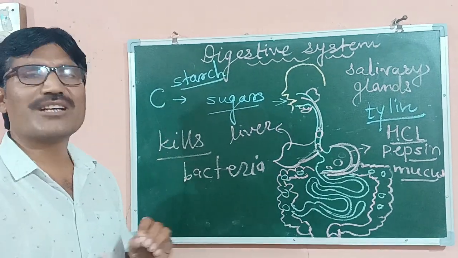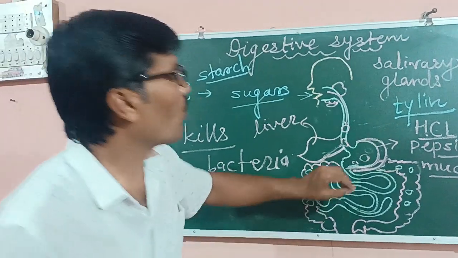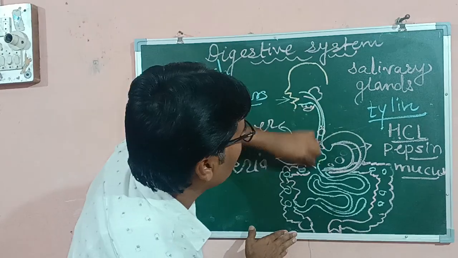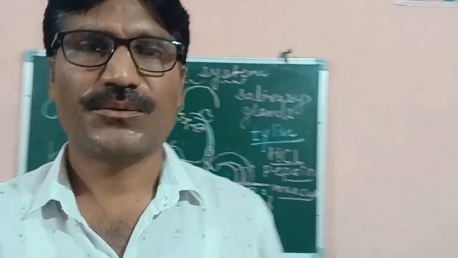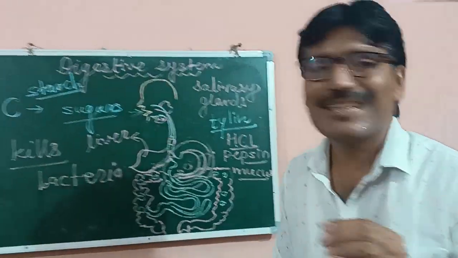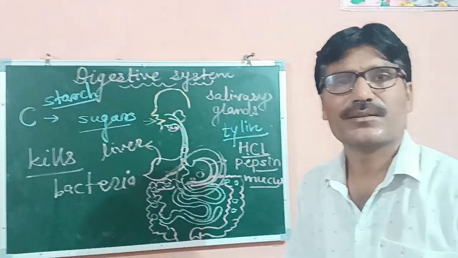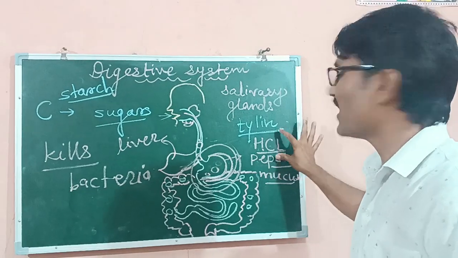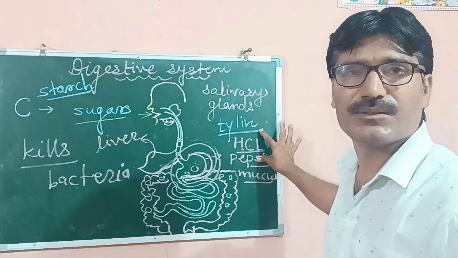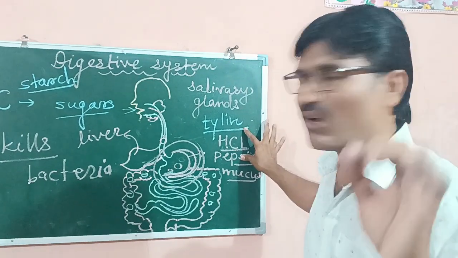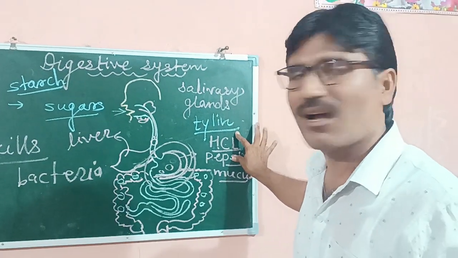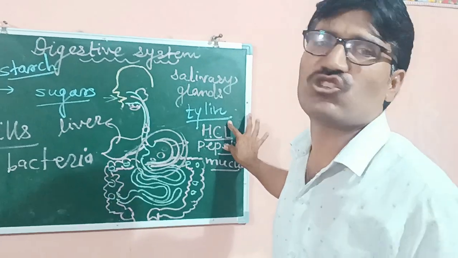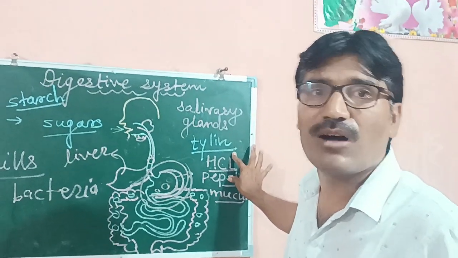And what is the function of mucus? Mucus protects the stomach. Why is it necessary to protect the stomach? Because of this hydrochloric acid. You know what the power of our bile and hydrochloric acid is? These enzymes are very dangerous and harmful.